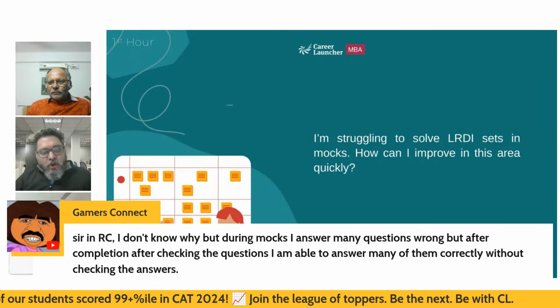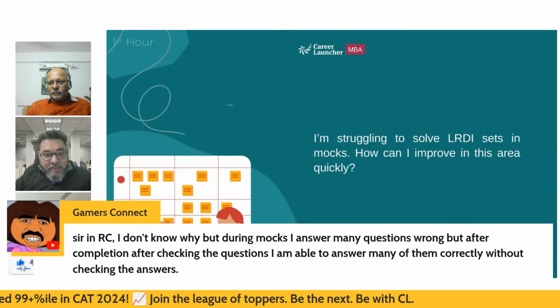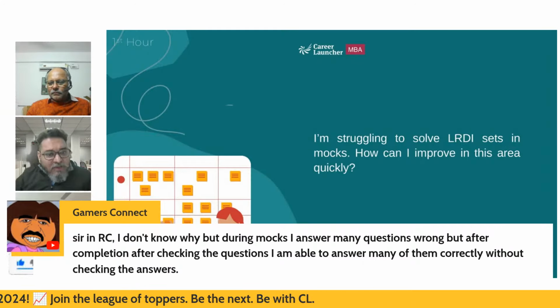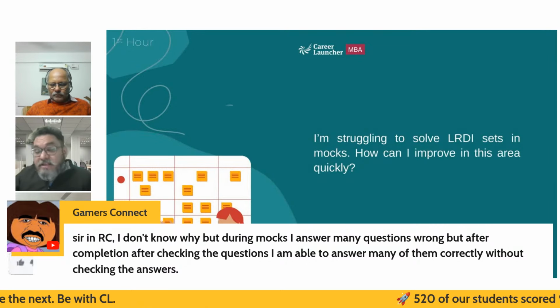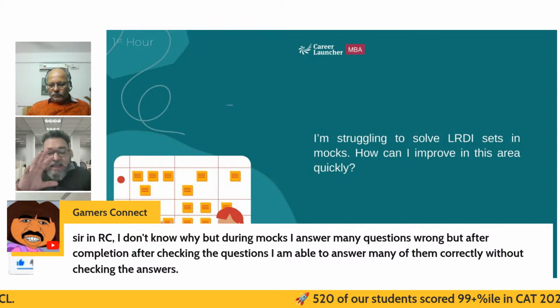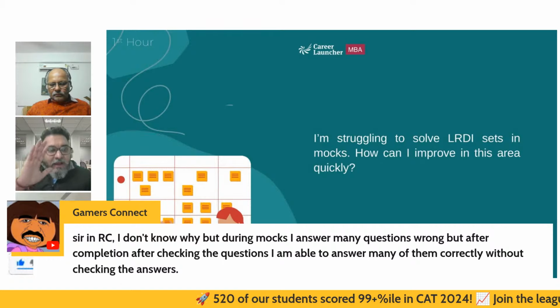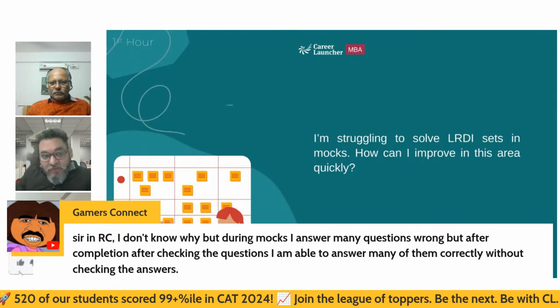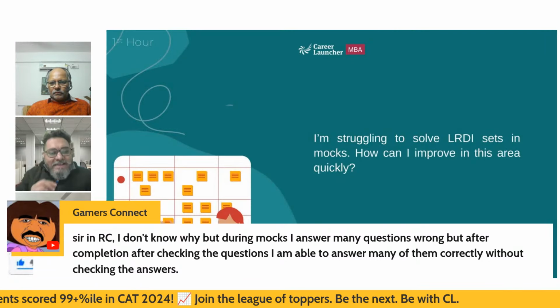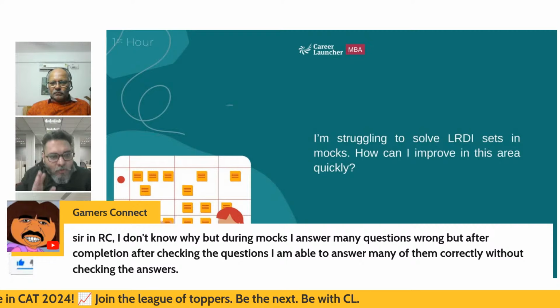Sir, in RC, I don't know why, but during mocks, I answer many questions wrong. After completion, after checking the questions, I am able to answer many of them correctly without checking the answers. मुझे इसको quickly answer करना है कि भाई तू सही जा रहा है. If you are not able to solve it in the mock, but you are able to solve it outside the mock, that's the exact point of analysis for you.